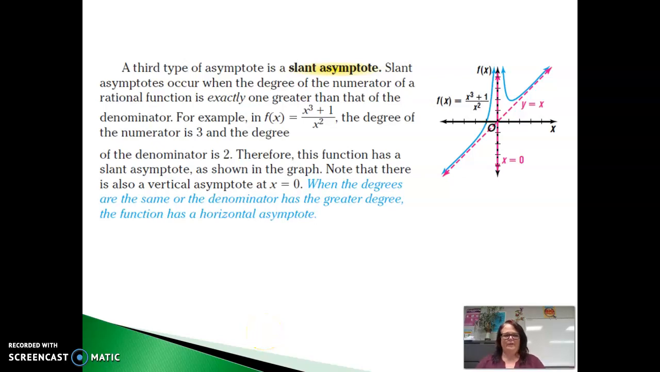All right, here we go. Part 3. Let's knock this out of the park. So a third type of asymptote, we have vertical, we have horizontal, and now we have a slant asymptote.